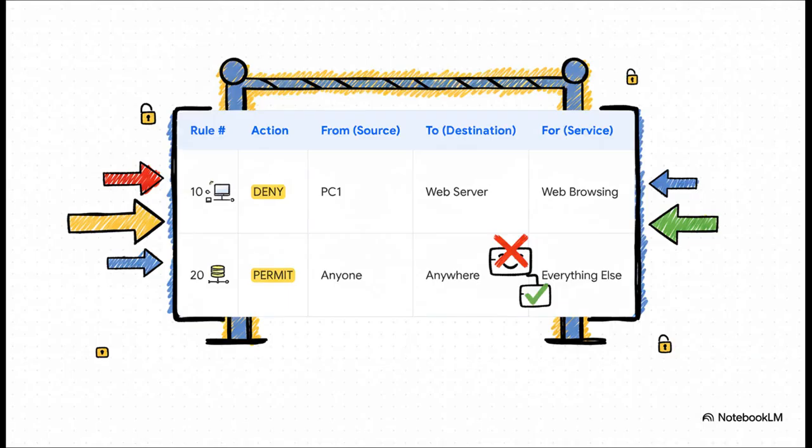So here's what the router's thinking. It looks at rule number 10 first. It asks, okay, is this traffic from PC1? Is it going to the web server, and is it for web browsing? If the answer to all three is yes, bam, the packet is denied, process over. But what if the traffic is from PC1 but it's for, say, a file transfer? Well, Rule 10 doesn't match, so the router moves on to Rule 20. Rule 20 says permit everything else. That's a match, so the packet gets a green light and goes through.